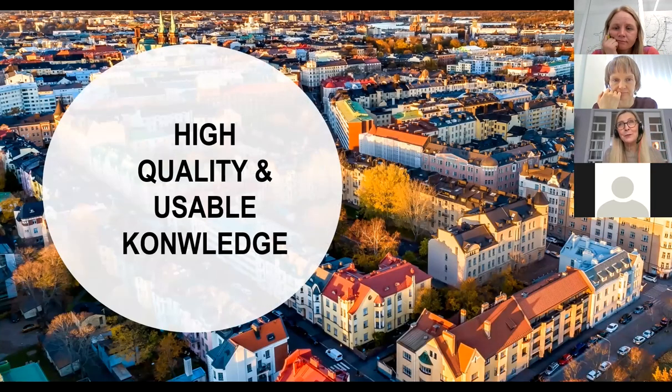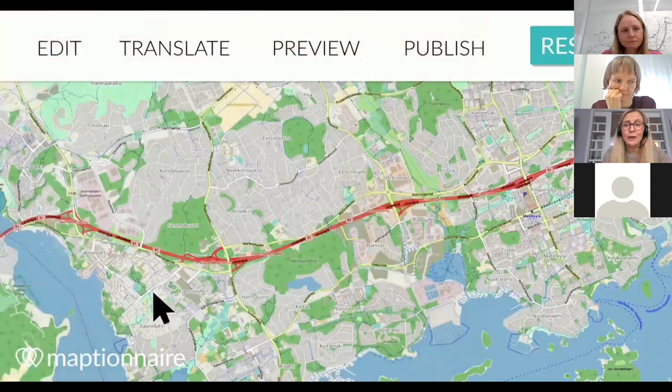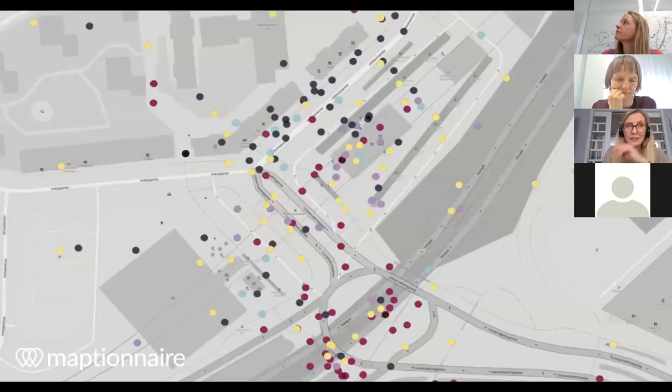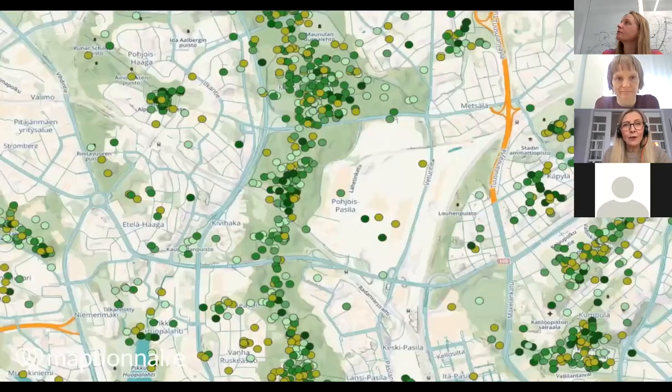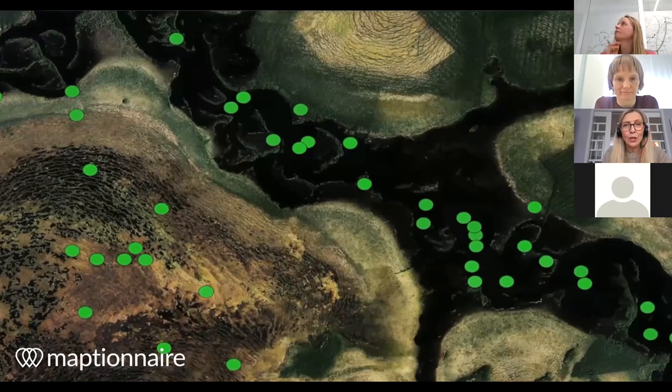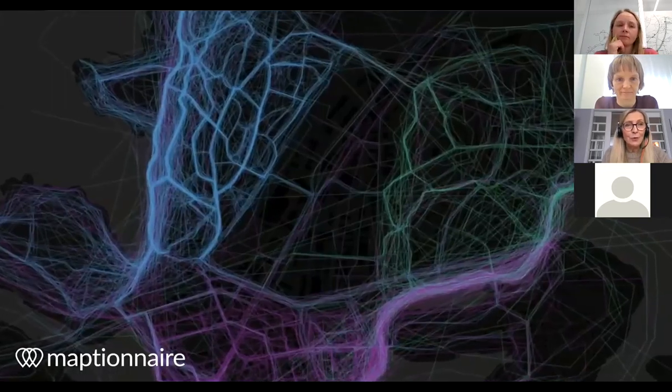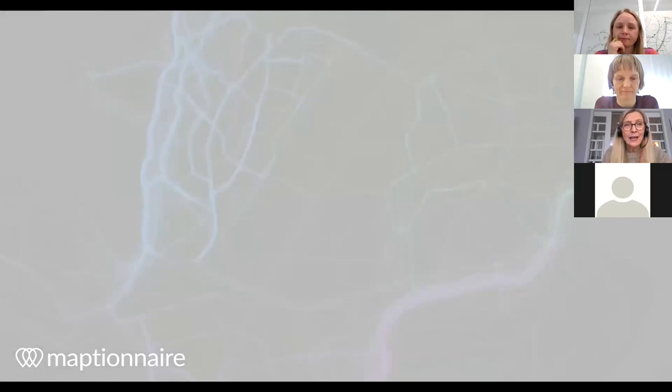So the first promise was about the large scale inclusive participation. The second promise might relate to high quality knowledge and useful knowledge that we can produce with this kind of approach. Let's take a look at that. How? So you can really collect a lot of place-based knowledge, either knowledge about points or routes or areas.